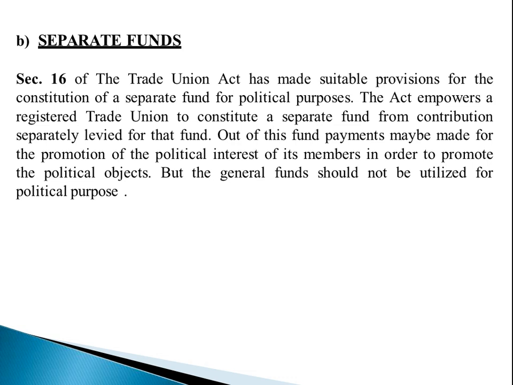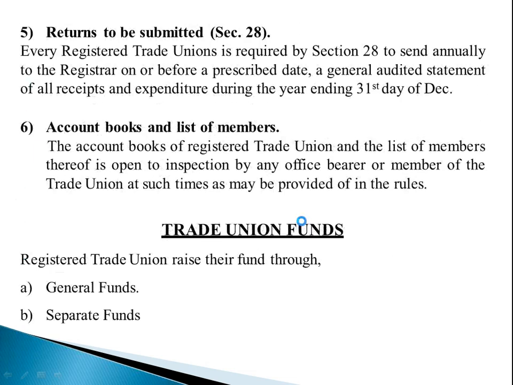Out of this fund, payments may be made for the promotion of the political interests of the union. For example, if any election is being conducted in the industry for the president of the trade union or something like that, then the money they are going to utilize for the expenses will be taken from this separate fund. They won't take it from the general funds. They will take it out of the separate funds. In that way only, the trade union will bear the expenses of the separate fund. This is all about the Trade Union Act.